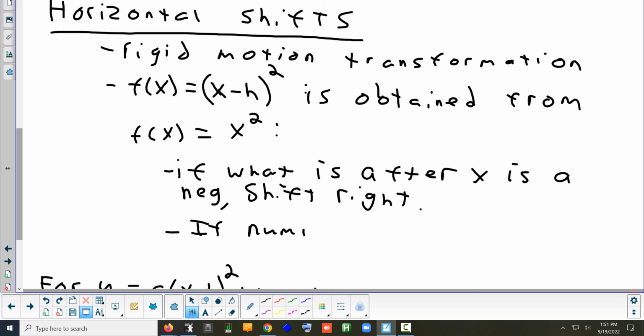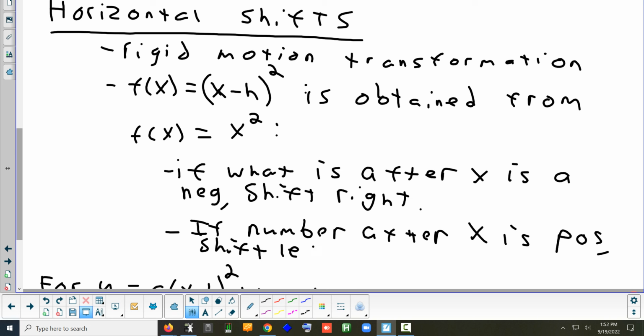So if the number after x is positive, shift left. And I like wording it that way better.